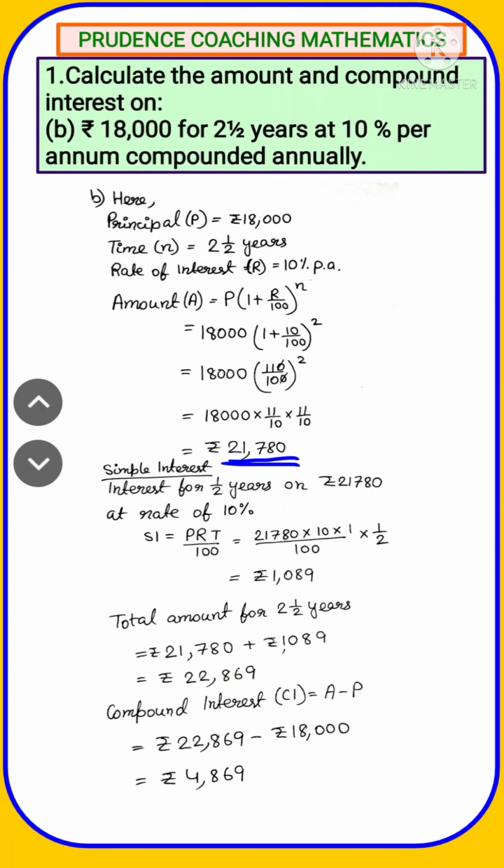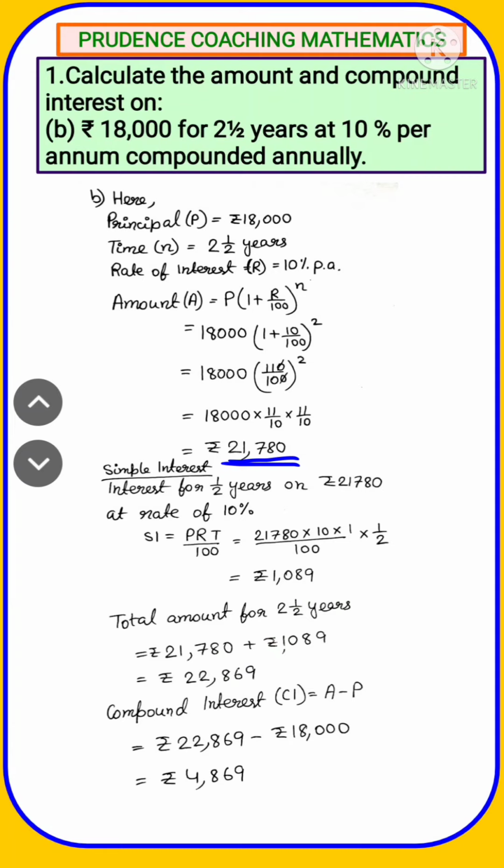Now we will apply the formula of simple interest on this particular amount and find out the interest for half year, because the interest of half year and 1 year, when it is compounded annually, the simple interest and compound interest are always same. So we will apply the simple interest formula, which will be easier for us, and find out the answer.